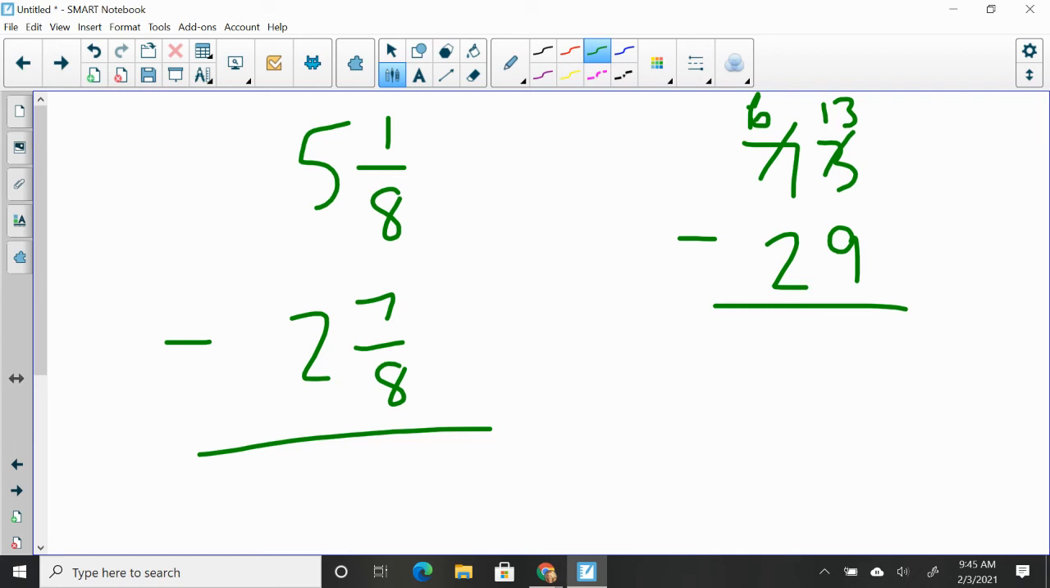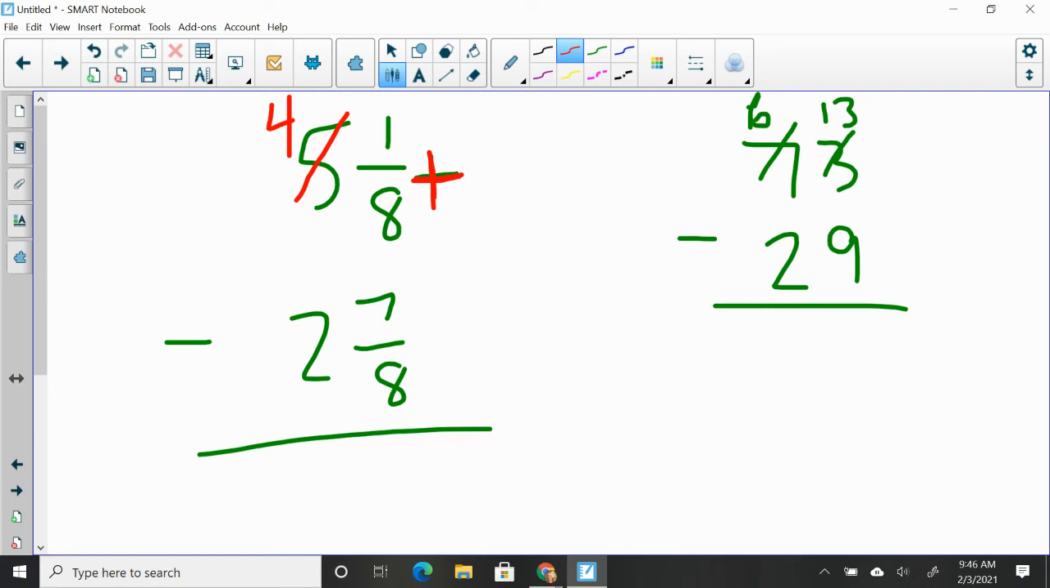The same thing can happen if you need to regroup a mixed number. So if I don't have enough 8s right here, where can I get more 8s? I can get more 8s if I take one of my whole numbers and turn it into 8s, right? So how many 8s equals one whole? 8, right?